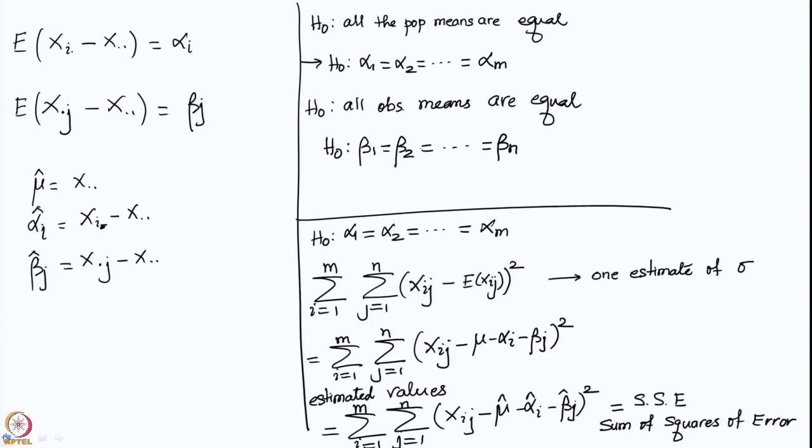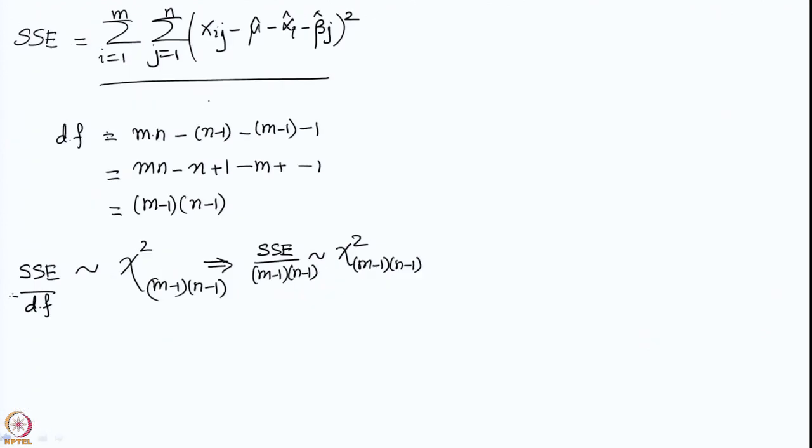This is sums of squares divided by, this is correct. So the next step is, here we make a correction. Thus sums of squares divided by sigma square is distributed as a chi square with m minus 1 times n minus 1 degrees of freedom.